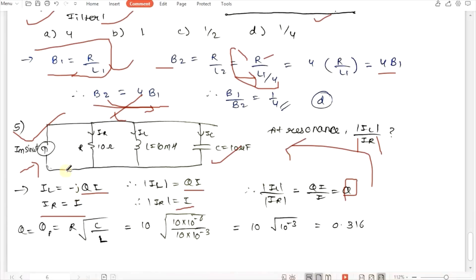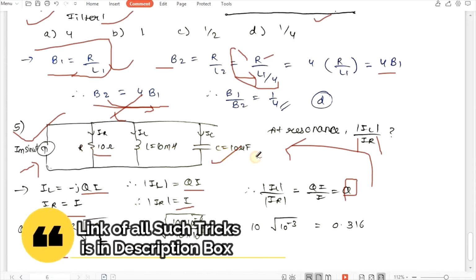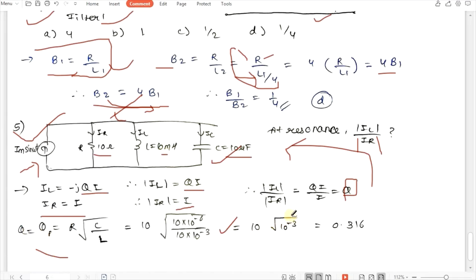This is a parallel RLC network and the quality factor of a parallel RLC network is R times the square root of C by L. R value is 10, C is 10 microfarad, L is 10 millihenry. If we substitute it, we will get 10 under root of 10 raised to minus 3. If we simplify it, we will get 0.316 as our answer. So this is the quality factor and the answer to this question.